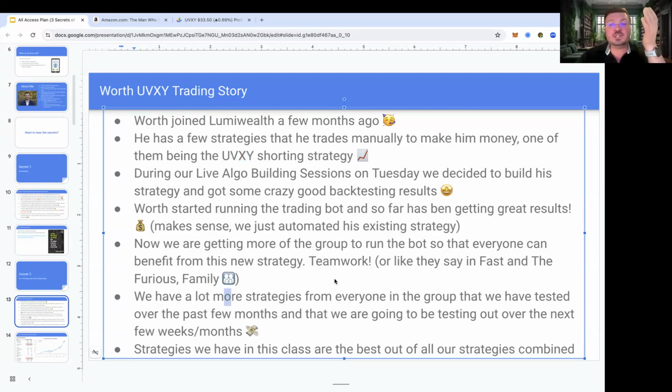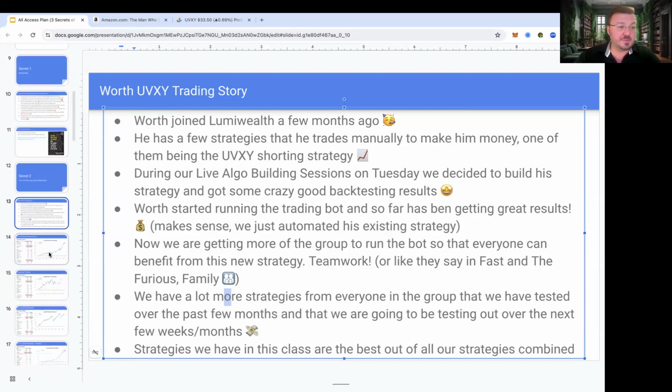So we have a lot of strategies from everyone in the group. We have some very impressive ones. I'm going to show you a couple in a second that you guys can literally just come in and, if you don't care how they work, just use them. You can modify them if you want. If you have your own idea, you can come in and we can build your idea during the class. So it's a very powerful way to do this stuff. Really, the strategies that we have in this class are the best out of all the strategies that we have combined as a group, where it's like this mastermind together that we're building all this stuff, right?